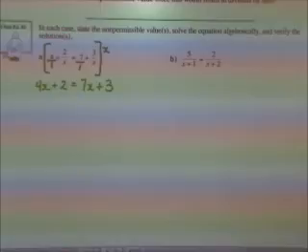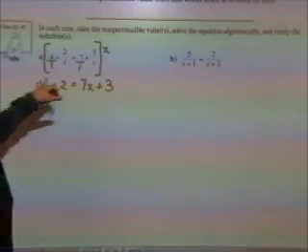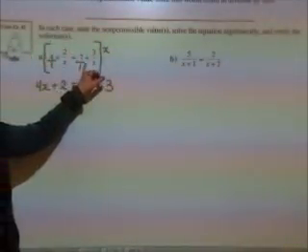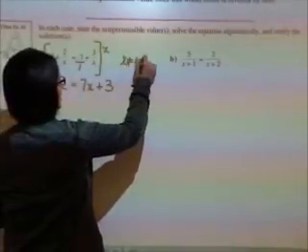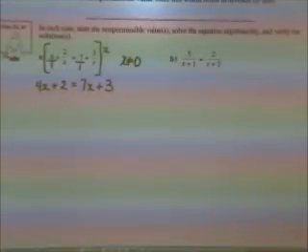So now I have an equation where I no longer have denominators. What's my non-permissible value in my original equation? What can't x equal? 0. So let's put that in here just in case. So now I go through and I start solving this.